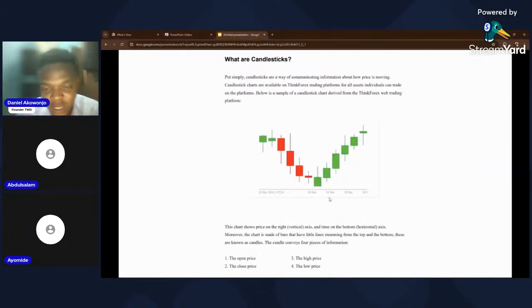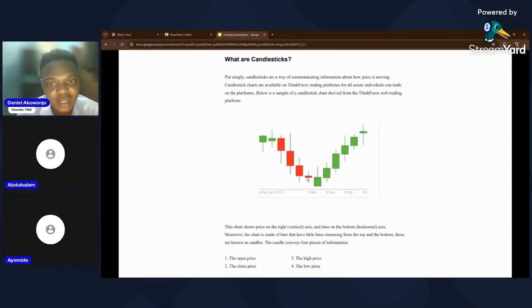What are candlesticks? Pretty much, candlesticks are just a way of communicating information. Those are the major things you see when you come into the chart. The very first thing you are seeing is candlesticks. You are seeing a lot of previous candlesticks and the ones that are just being produced. So it's just a way of communicating information about how price is moving.